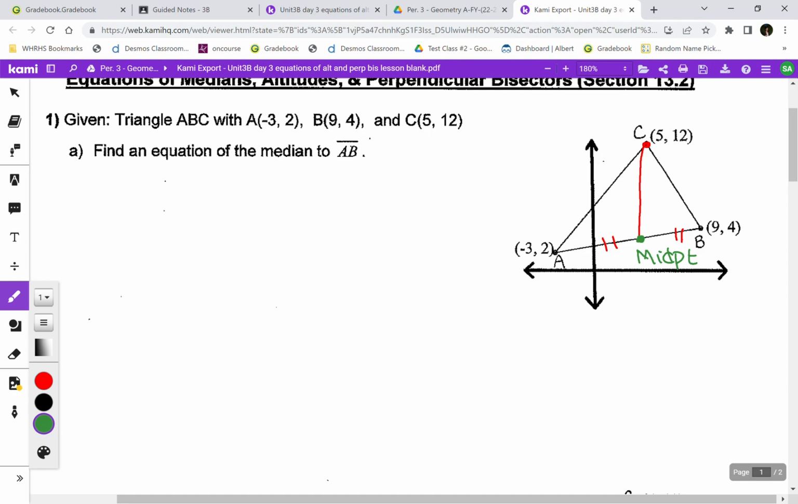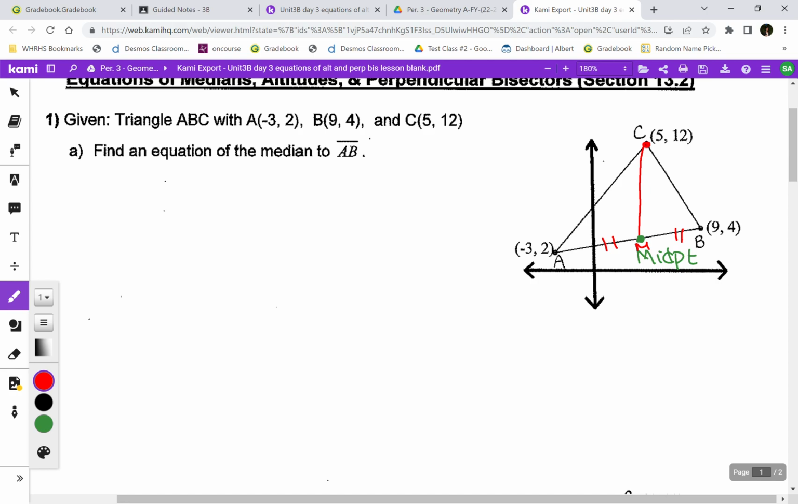Now, I'm going to call this C to M. M is the midpoint. Now, we're trying to find the equation of the median, which is CM. What is CM? It's a line segment. A line segment is part of a line. Yes, a line segment is part of a line. So when we're finding the equation of this segment CM, we're really finding the equation of the line that CM is contained in. Do we agree?